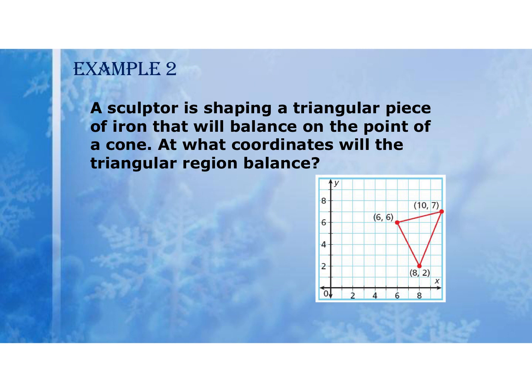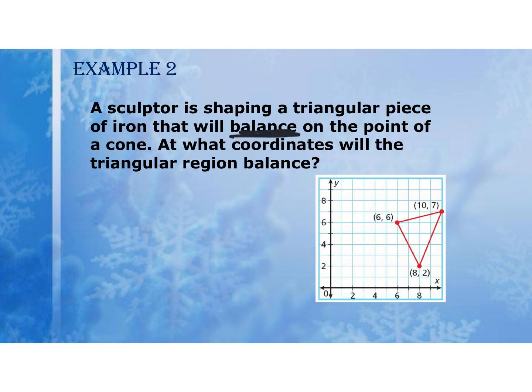A sculptor is shaping a triangular piece of iron that will balance on the point of a cone. At what coordinates will the triangular region balance? So what point are we looking for? A circumcenter, an incenter, or a centroid? Centroid, but why? What about this problem tells us we're looking for a centroid? Very good. Underline that word balance.